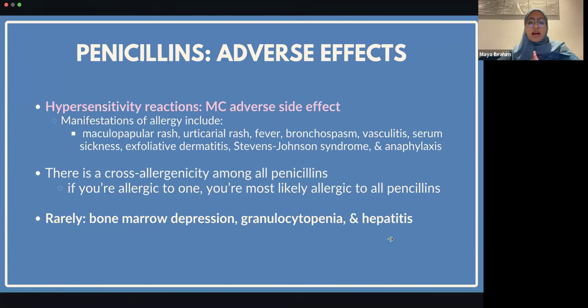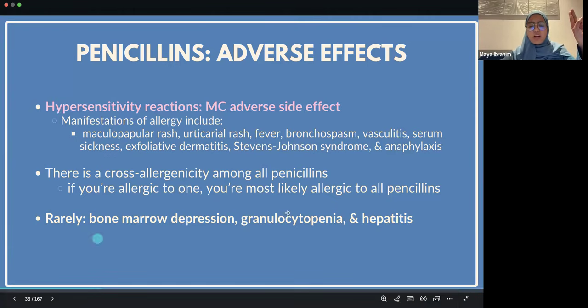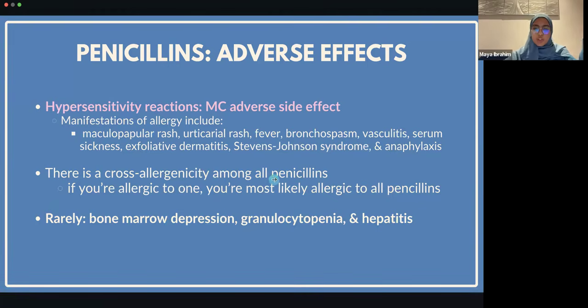Moving on. Adverse side effects. The most important one that you need to know here, as you can see, I put those in smaller handwriting because they're not that important. But the most common side effect is hypersensitivity reactions. That's the most common one. And if you're allergic to one penicillin, you're most likely allergic to all the other penicillins. And these are rare adverse side effects. You don't need to know them. This is just the one that you need to know. And if you're allergic to one, you're probably allergic to the rest of them.